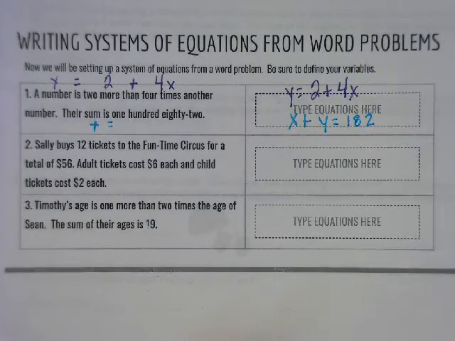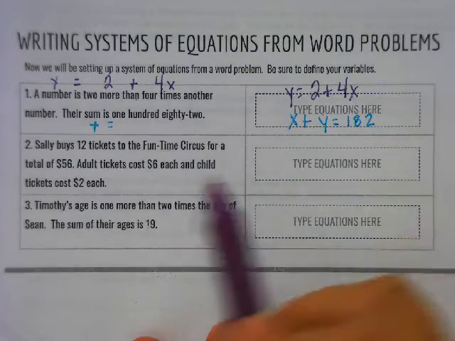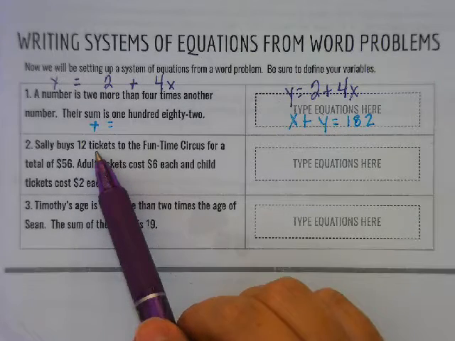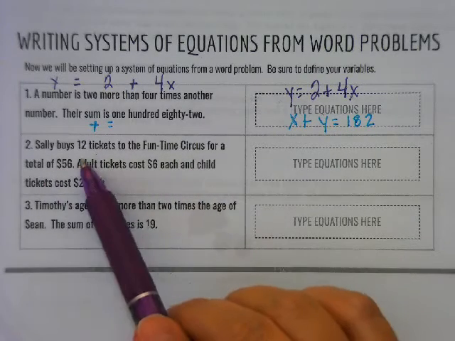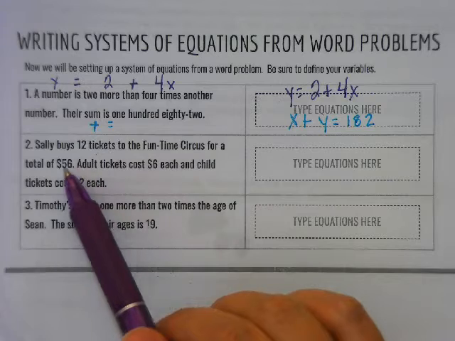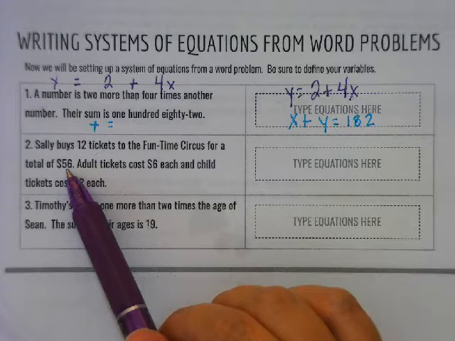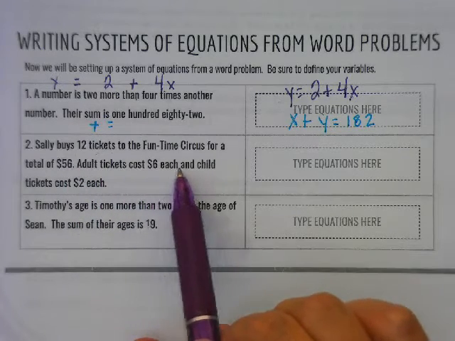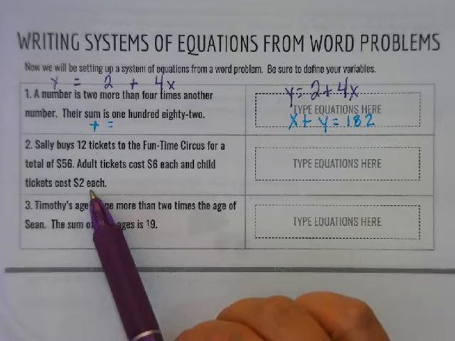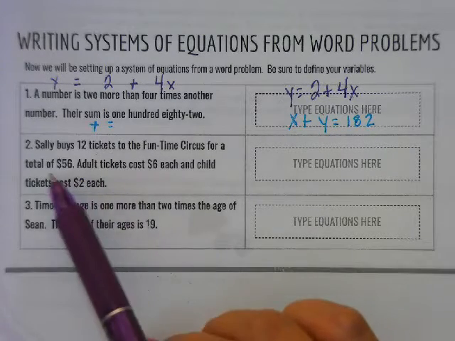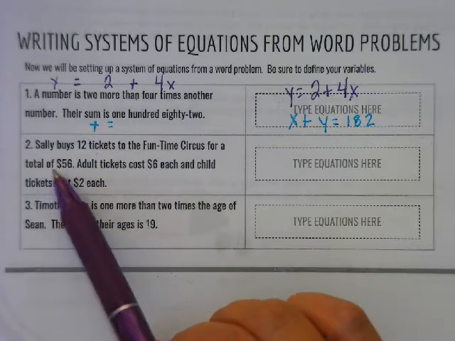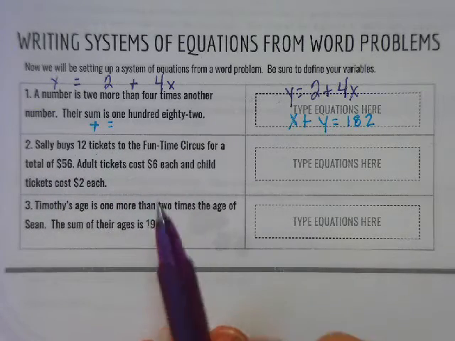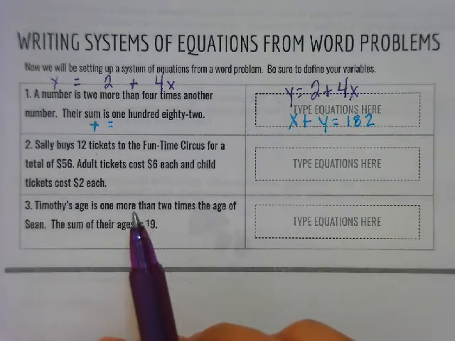But what happens when we have some other things going on? So, Sally is buying tickets to the Fun Time Circus. She bought 12 tickets for $56. Adult tickets are $6 and child tickets are $2. Okay, so we have to first decide what are our variables. Well, we are talking about tickets and we're talking about money, and we have what is x and what is y going to be? What do we think?